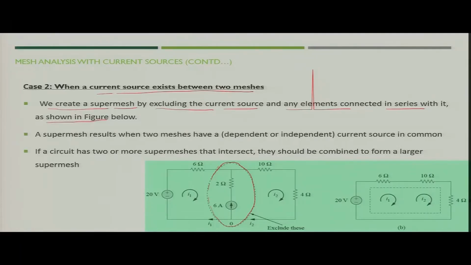Like in this case we have two meshes, and we have assumed that both are in the clockwise direction with I1 and I2 values. The currents will remain the same, but the link between these two meshes has been removed, because it contained the current source. Now what we get is a super mesh which contains two meshes, and we have removed the current source and created the super mesh. The super mesh would be the mesh having all the elements except the branch which we have removed.